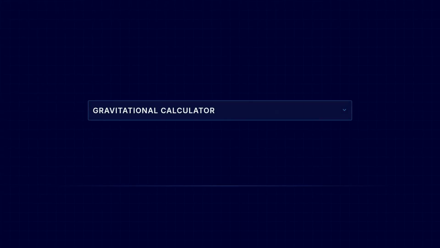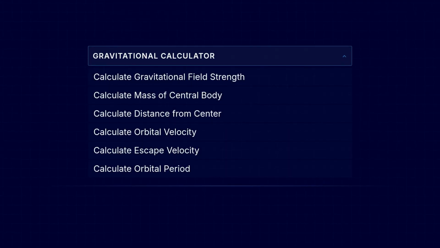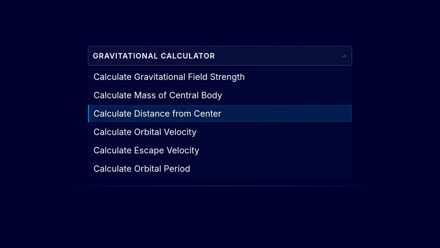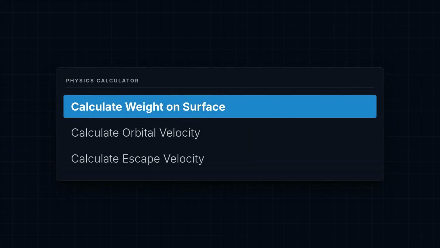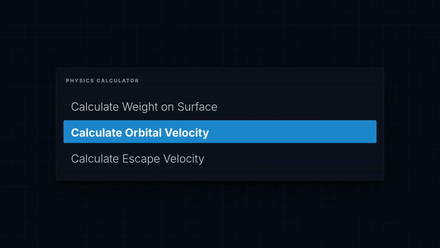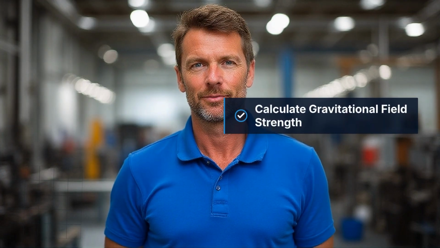Today we're exploring the Gravitational Field Strength Interactive Calculator, which computes gravitational parameters for any massive body in space. This calculator offers 6 calculation modes through a drop-down menu: calculate gravitational field strength, calculate mass of central body, calculate distance from center, calculate weight on surface, calculate orbital velocity, and calculate escape velocity. For this demonstration, I've selected Calculate Gravitational Field Strength.